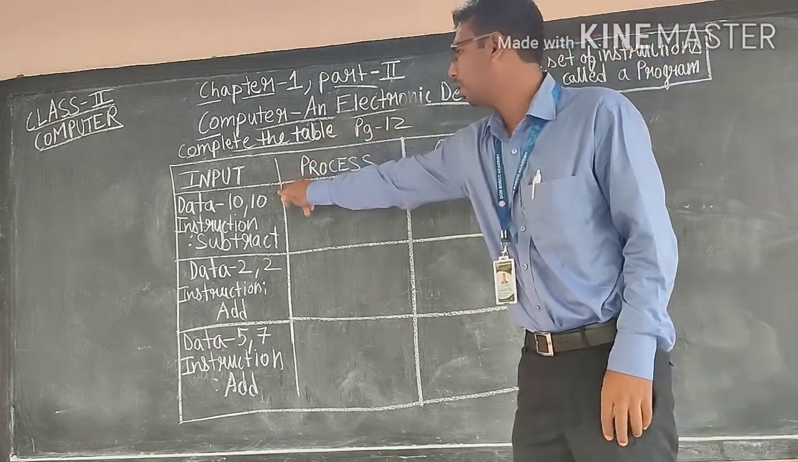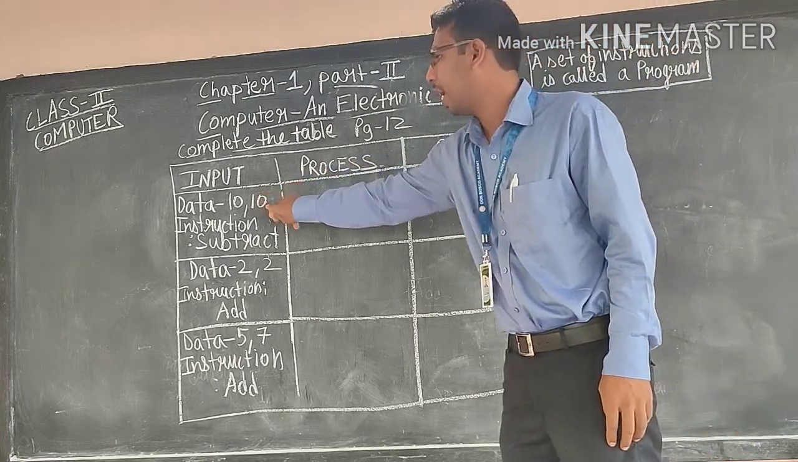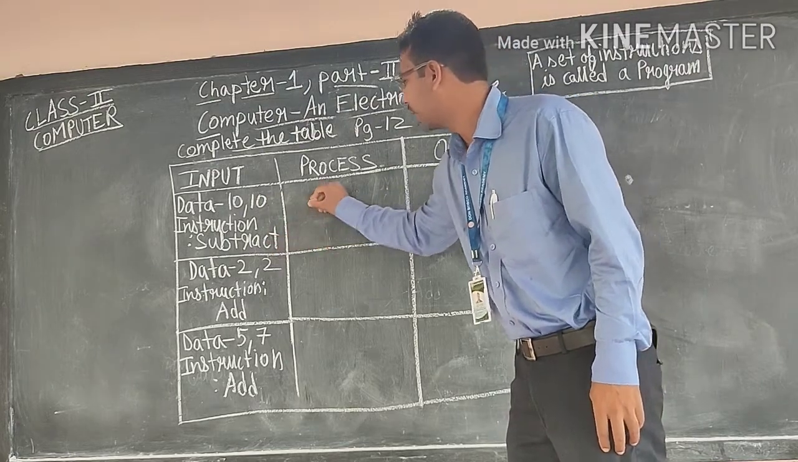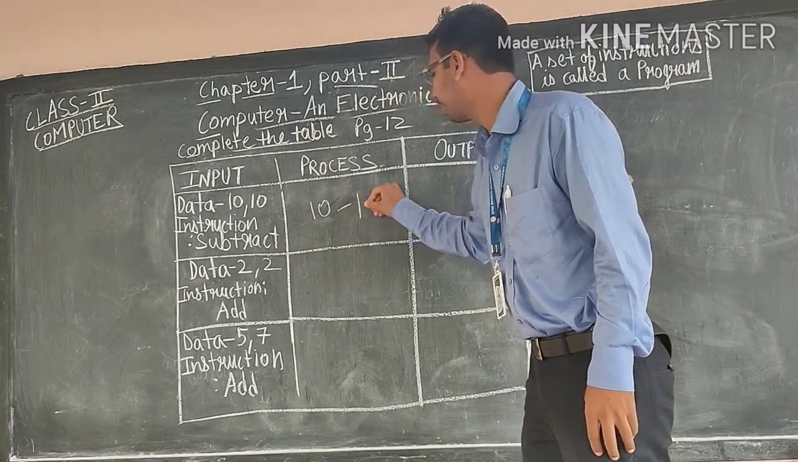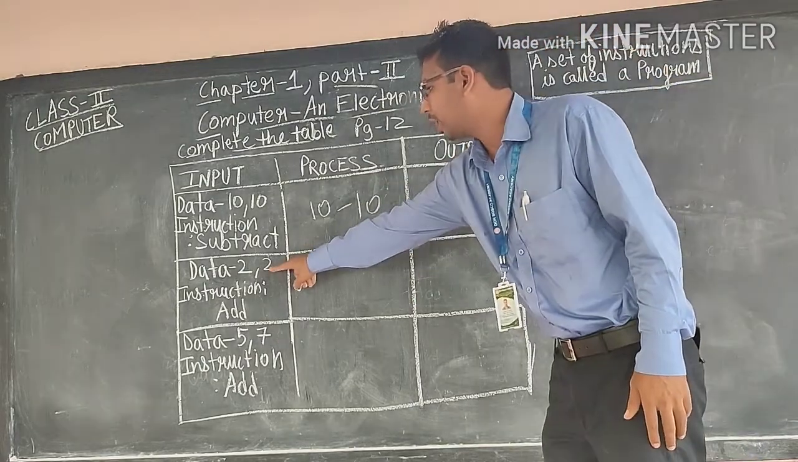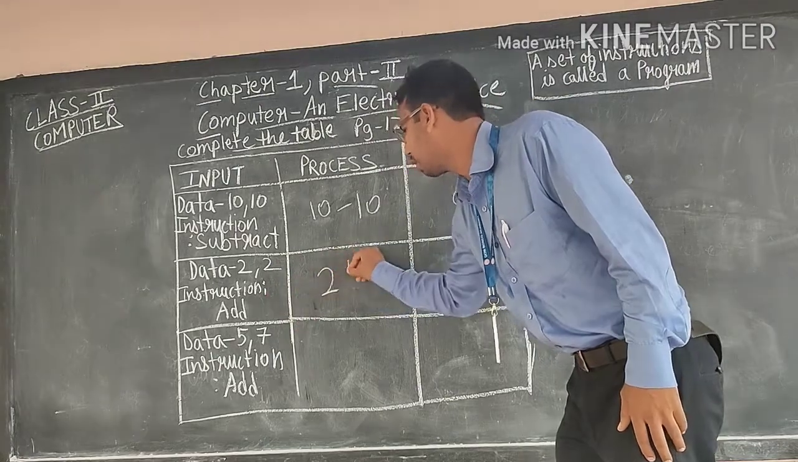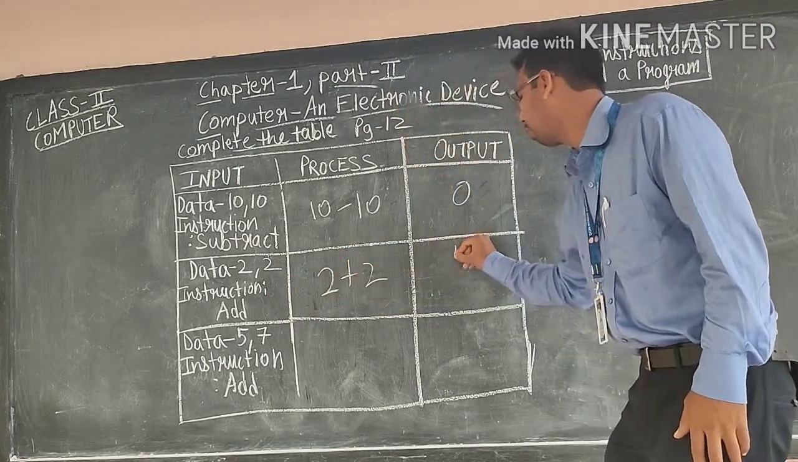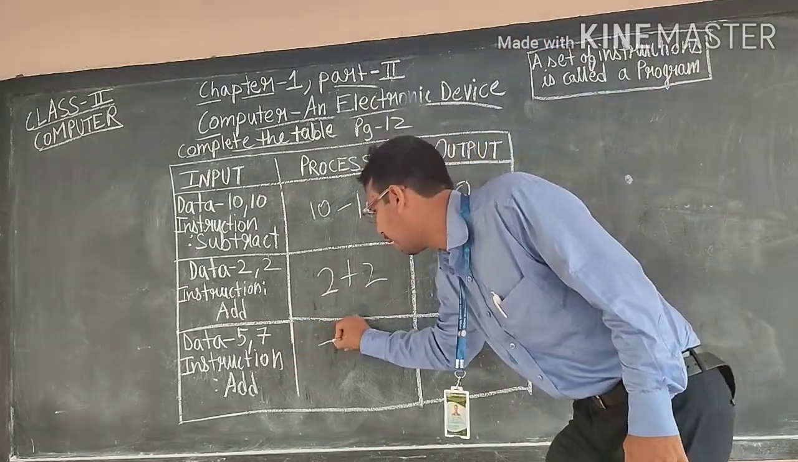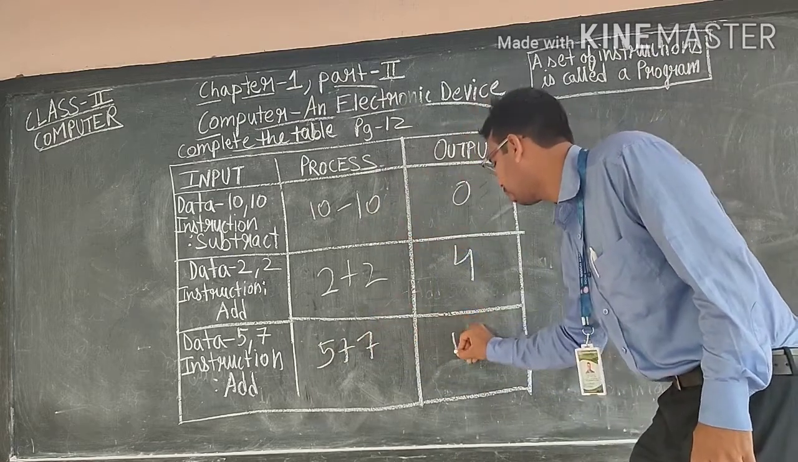Now, let us complete the table given on page 12. Here it is input, process, output. Data is given 10 and 10. Instruction is to subtract. Let us process it. 10 minus 10. Output is 0. Here data is given 2 and 2. Instruction is to add. Add 2 plus 2. We will get output 4. Here data is 5 and 7. Instruction is to add. Add 5 and 7. We will get output 12.